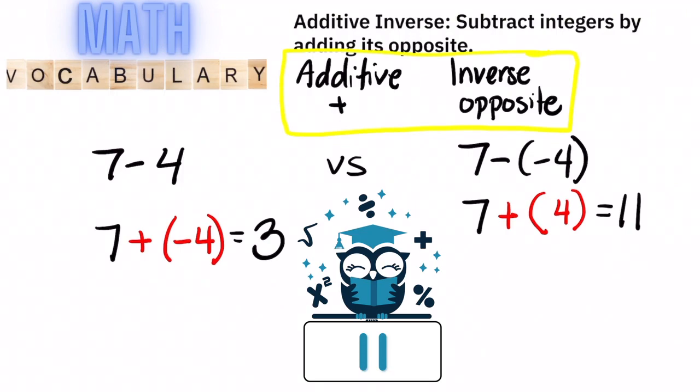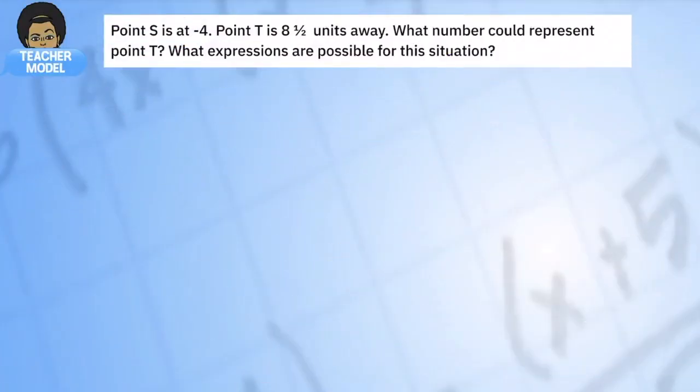Let's jump into our teacher example. Today's two models both have to do with some subtraction, and that means we're going to use some additive inverse. So let's start with this first one. Point S is at negative 4. So let's underline that. And point T is 8.5 units away. What could represent point T, and what's possible with this?